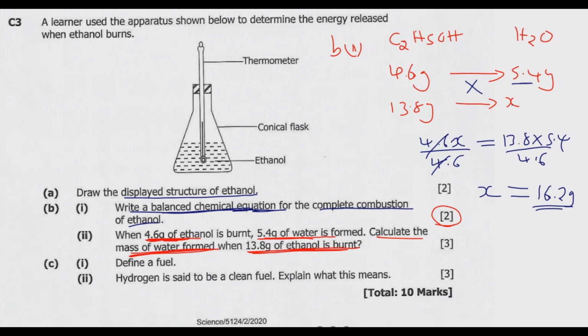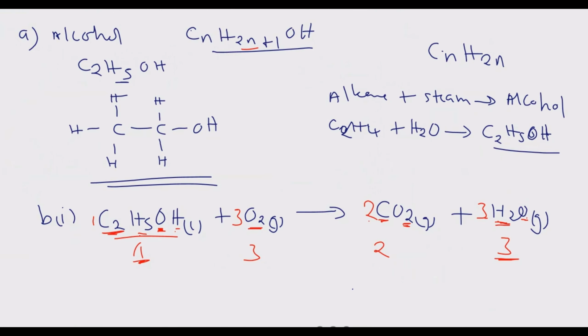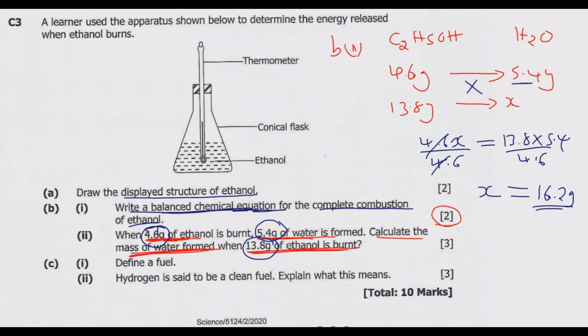The longer way is for you to find how many moles are in 4.6, then how many moles of water are in 5.4, then how many moles are in 13.8 of ethanol. Then once you do that, you come and use that. But ideally, the mole ratio is already given to you by the ratio in which these are being used and produced. In that way, you still end up with 16.2 grams, but you're going to take more time.